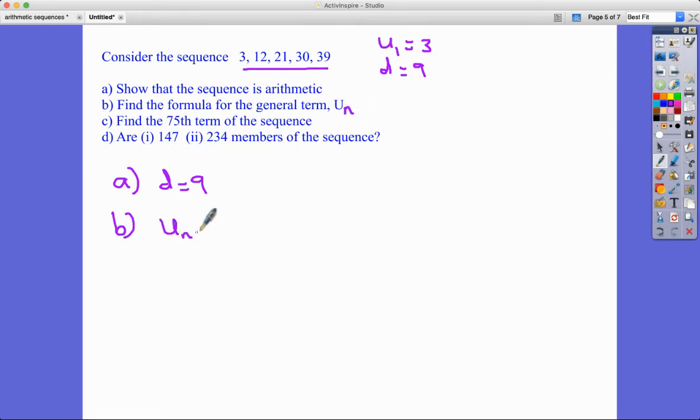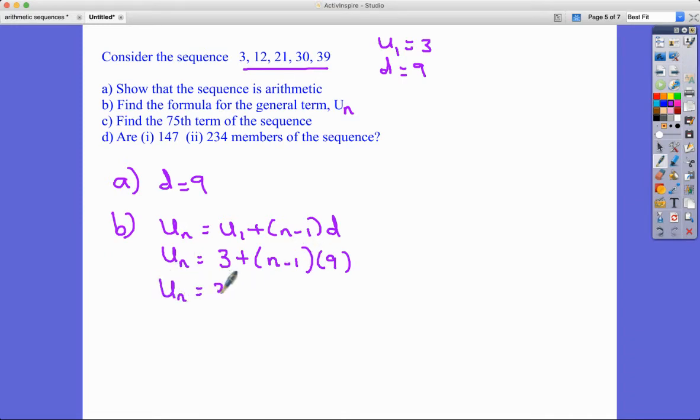So un is equal to u1 plus n minus 1 d. How many of these things do we know? Well, u1 is 3, and we don't know how many terms there are, not necessarily 5, it might just keep going. So n minus 1, and then the common difference is 9. Now I could leave it like that, but it's a little bit messy with the brackets. So what I'd probably end up doing is put the 9 to the front instead, and then just expand the bracket there. So it's 3 plus 9n minus 9, or the nth term is, in its simplest form, 9n minus 6.